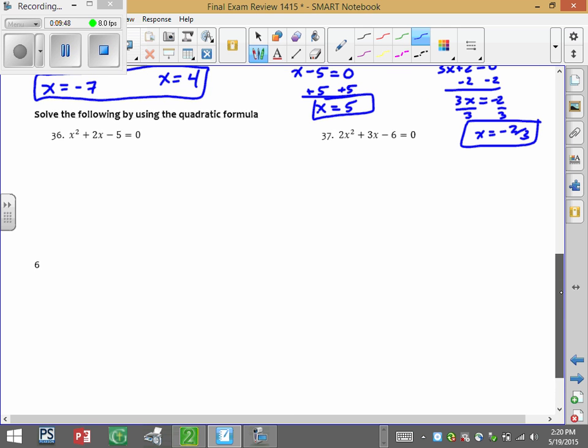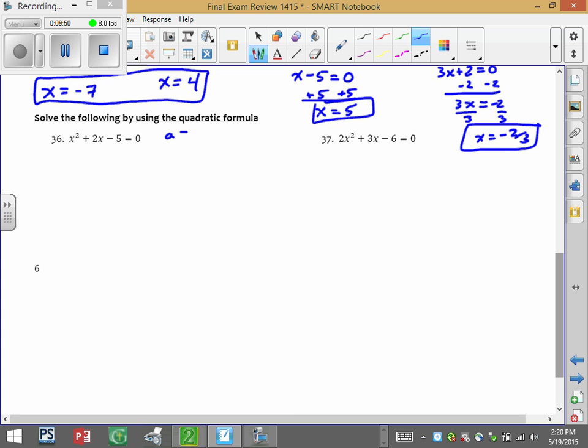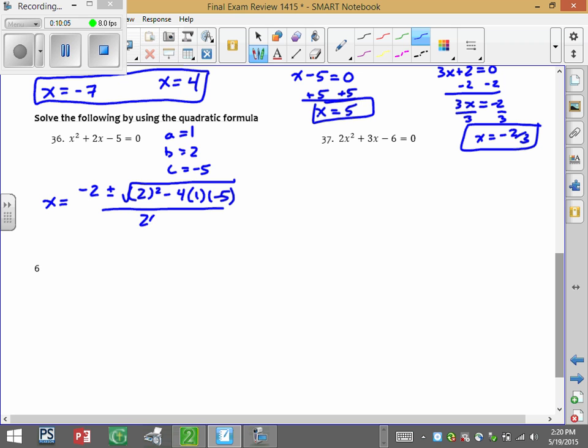So here we go. A equals 1, B equals 2, C equals negative 5. So x equals opposite b, negative 2, plus or minus the square root of b squared minus 4 times a times c, over 2a. So now it's just a matter of step by step. Let's make sure that we work this thing out.